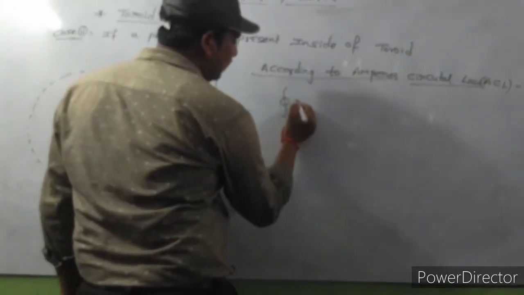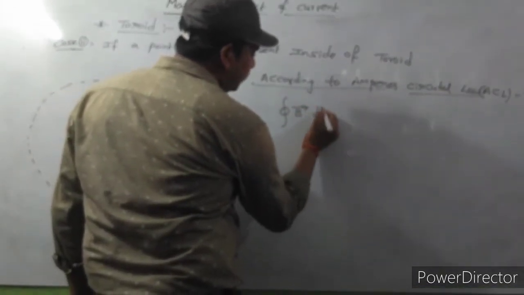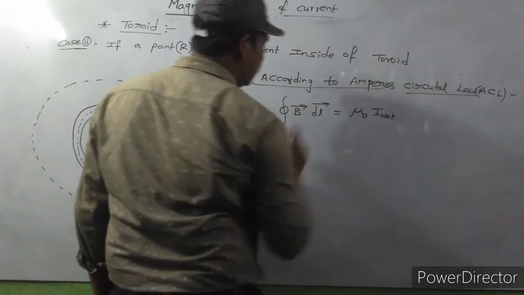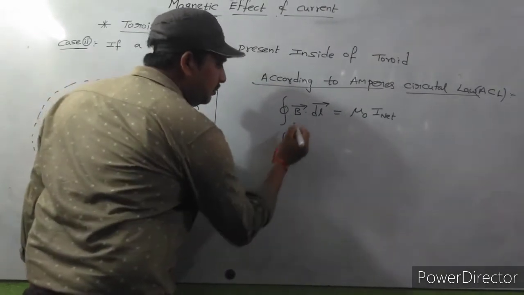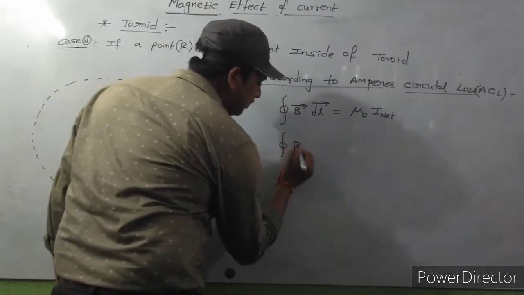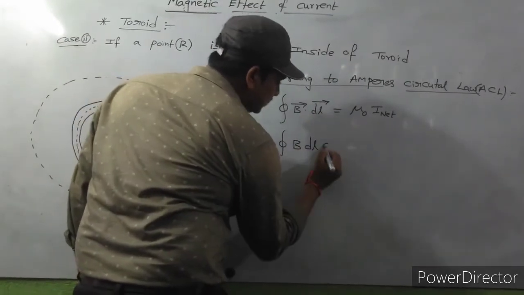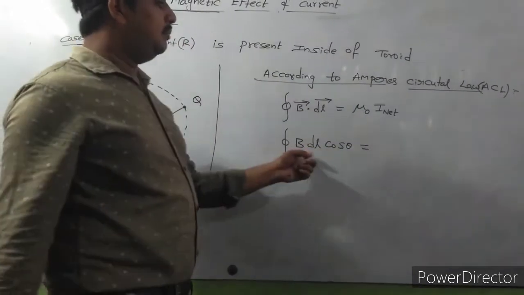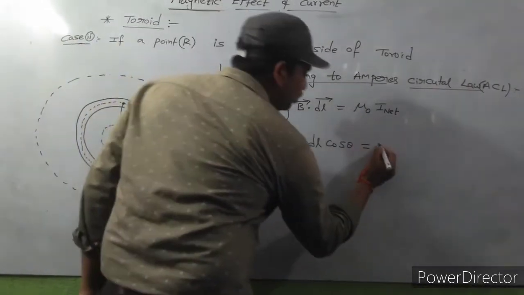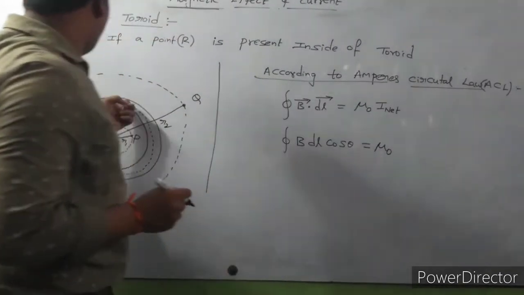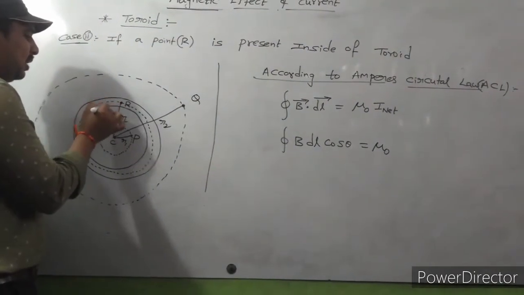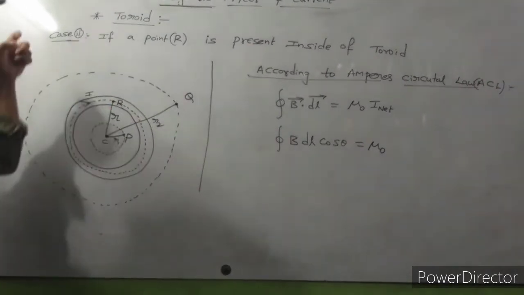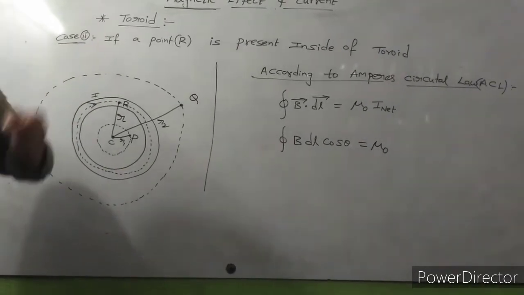What is the mathematical notation of Ampere circuital law? Integral B bar dot dl bar is equal to mu naught into I net. B means here B only. Integral B dl cos theta, whenever a dot product is there, we take cos theta. So the point lies inside. Let I be the current passing through it. Because this lies inside of the toroid, definitely electric current is present.